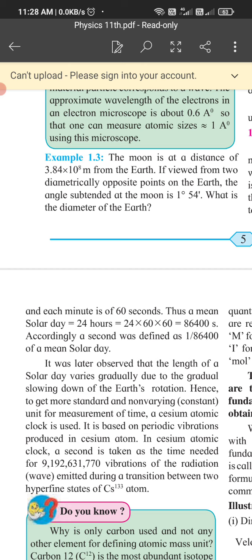In the cesium atomic clock, the second is taken as the time needed for 9192631770 vibrations of the radiation, that is the wave. So cesium is cesium-133 atoms.